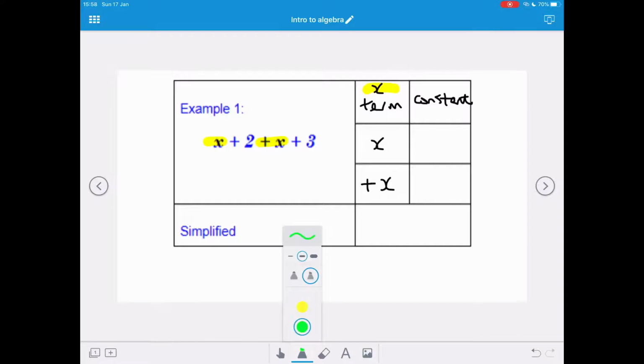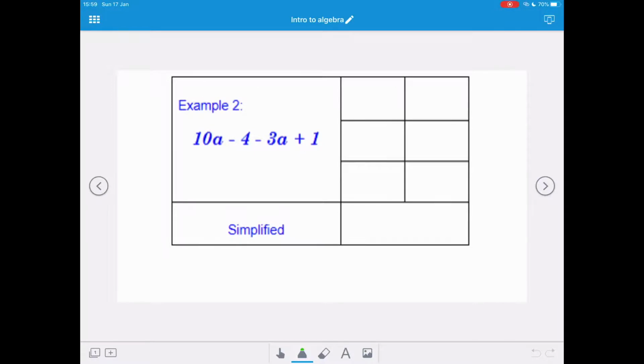And we've got 2 constant terms. The first constant term is a plus 2, so that's a positive 2. So we're going to put that in the first box, and our second constant term you can see is plus 3, and we're going to write that underneath the plus 2. So now we want to combine x plus x, and that's going to give us 2x, and then we want to add together plus 2 and plus 3, and that's going to give us plus 5, giving us a simplified expression of 2x plus 5.